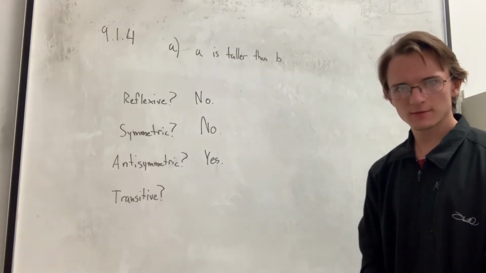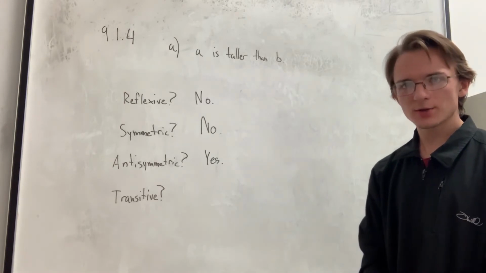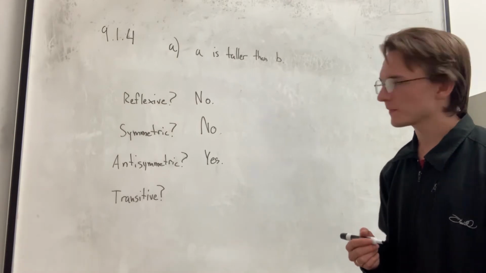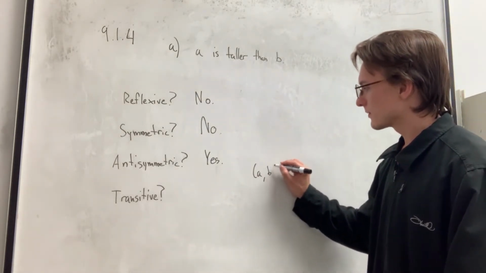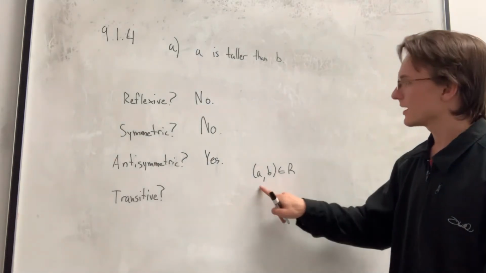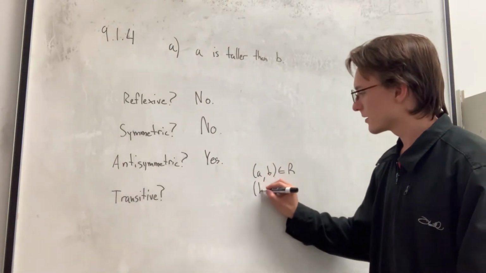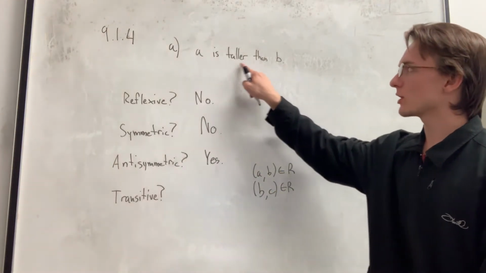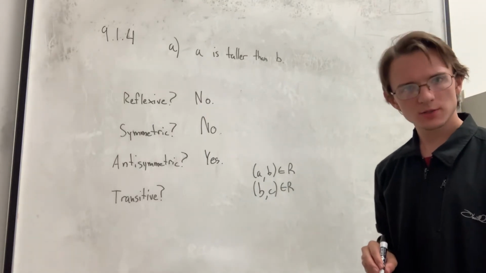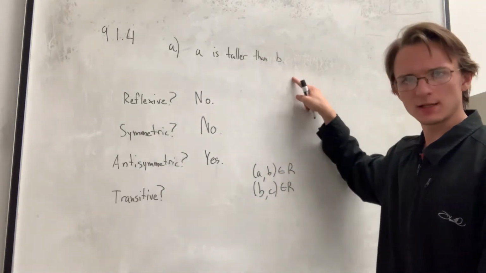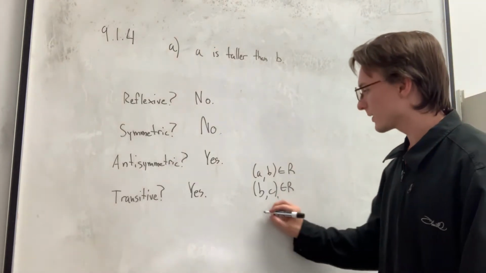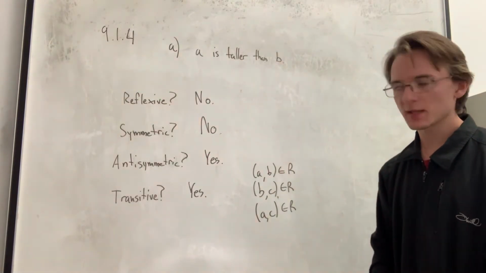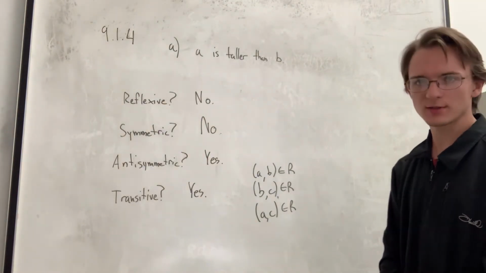Is it transitive? Okay, so yes, it would be. So let's imagine that we have some third party named C. A and B exist in our relationship, meaning that A is taller than B. B and C also exist in our relationship, that is to say that B is taller than C. Does it also make sense to say that A is taller than C? These two in the relationship would imply that A and C is also in our relationship. And that does make sense to say. It does make sense to say that A is taller than C.